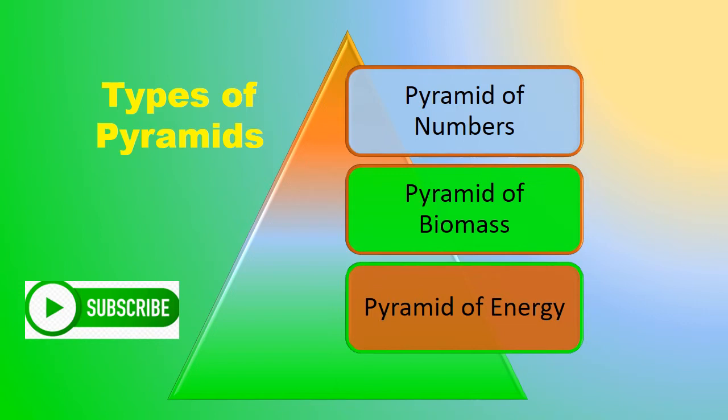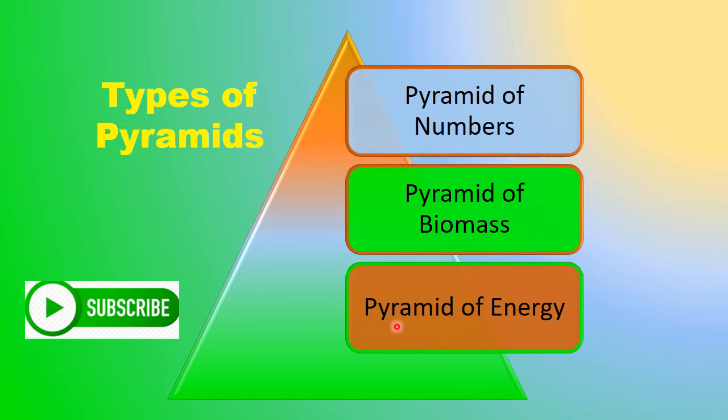So, dear friends, that was the brief concept of what an ecological pyramid is. Let us proceed with the types of ecological pyramids. Ecological pyramids are of three types: pyramid of numbers, pyramid of biomass, and the third type is pyramid of energy.